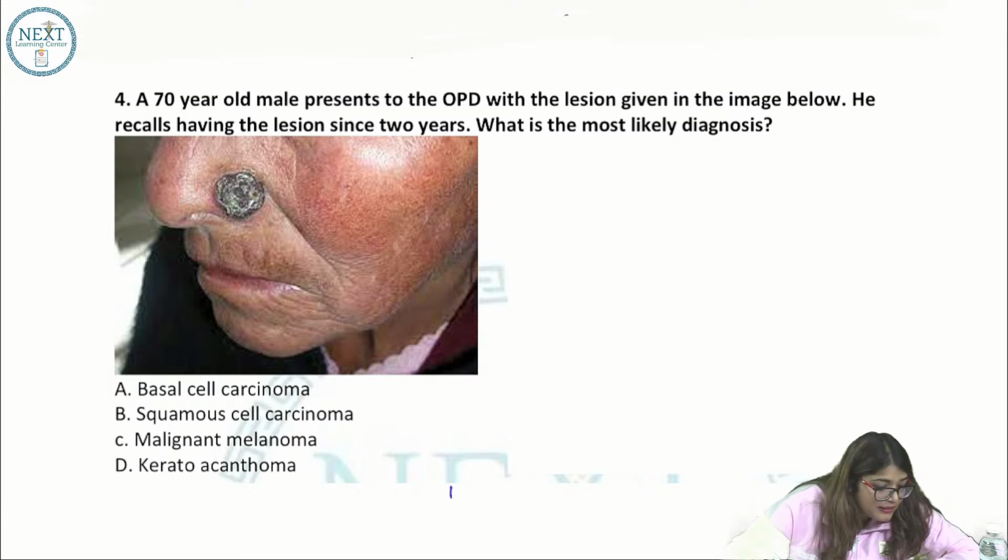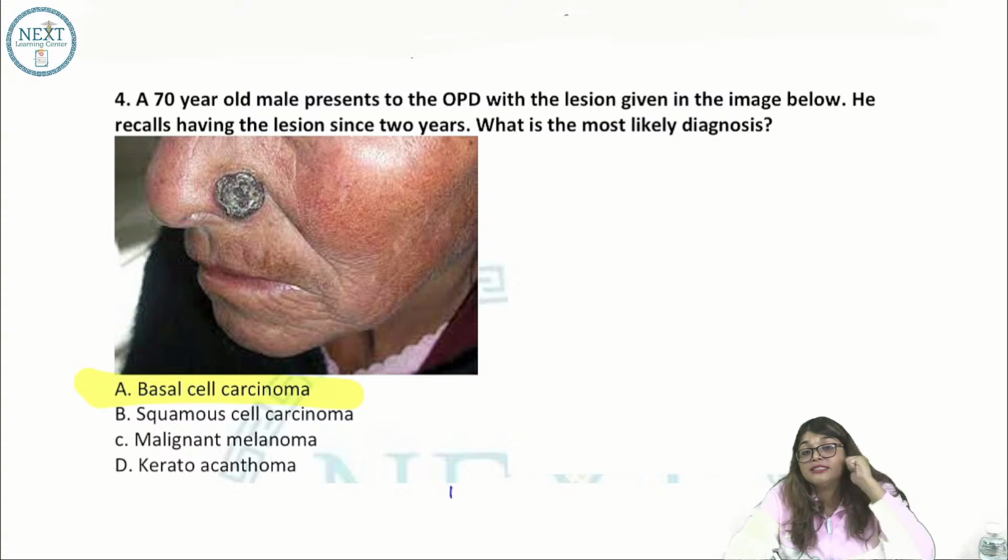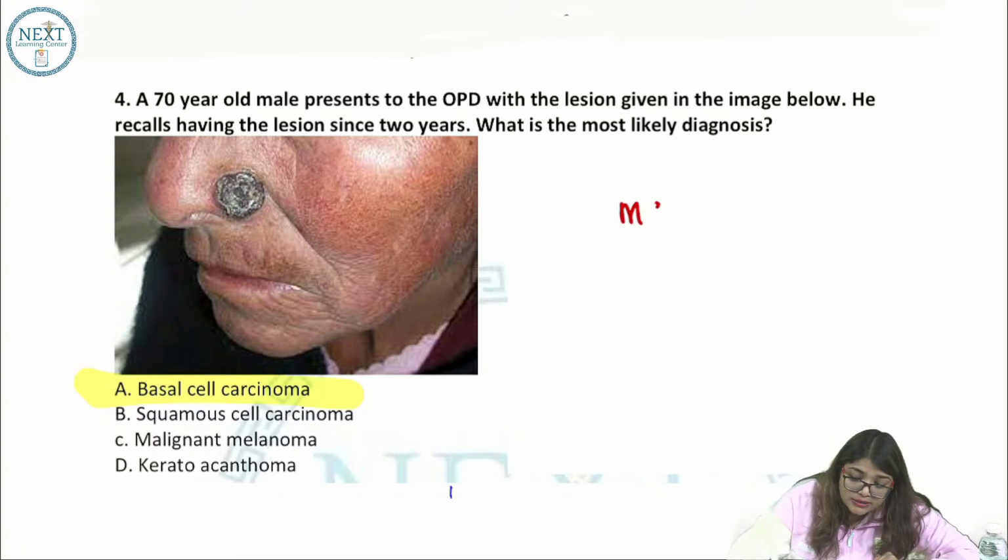Yes, very good. This is your basal cell carcinoma. With that, tell me, what is the most common skin cancer?